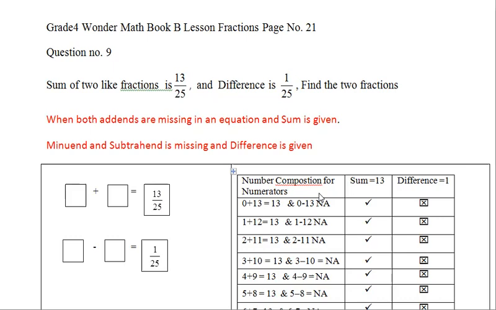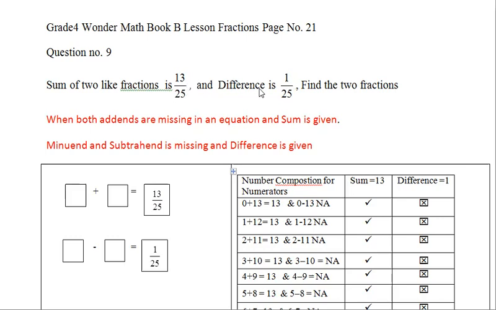Let's do it with the number composition method, as we have learned how to compose numbers from grade 1 onwards. As it is already given that there are two like fractions, the denominators will be the same. So we don't have to worry about the denominators. We will simply think about the numerators.